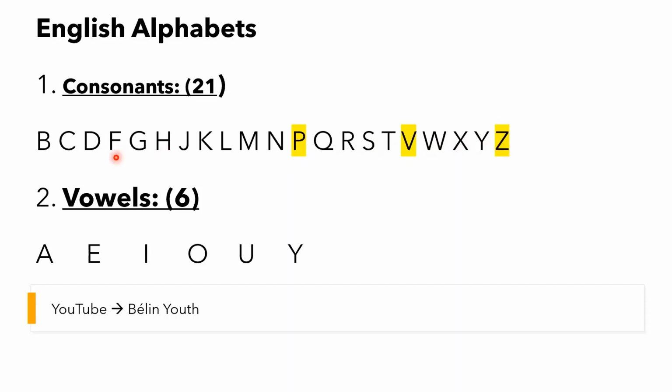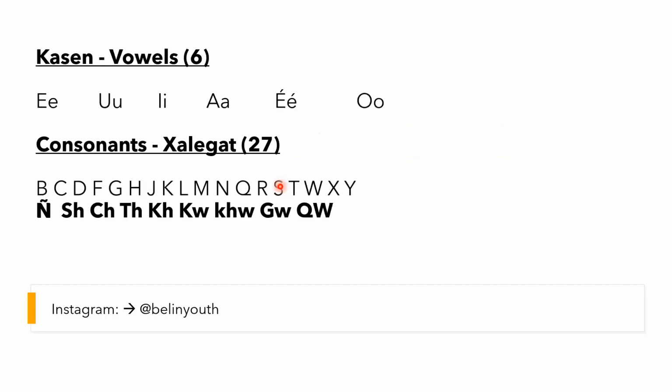So remember how I pronounce those, because it might help you a little bit when we pronounce our Bélin alphabet. And the vowels are easy. It's A, E, I, O, U, Y. So look at those three that I have highlighted, because we're not going to use them in Bélin alphabets. So we don't have P, V, and Z in this class session, but usually in normal circumstances, we do use them.